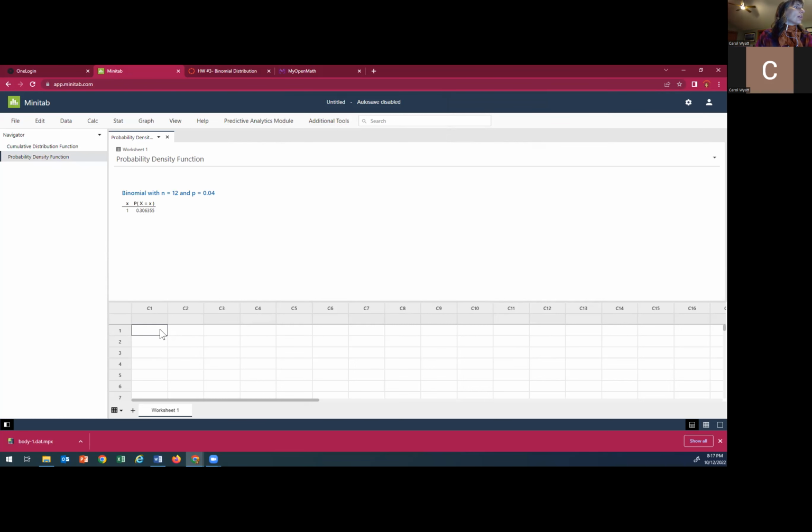Okay, cool thing. Look at this. What if I fill in this column with all the possibilities? 0, 1, 2, 3, 4, 5, 6, 7, 8, 9. Computer's got a little bit of a lag today.